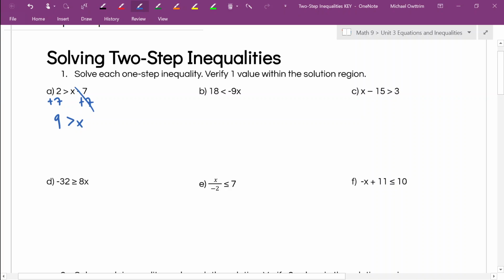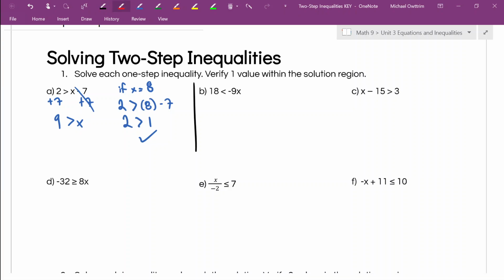To verify that, we want to choose a number that is less than 9. So I'm going to choose if x is, let's say, 8. 8 is a number less than 9. We're going to substitute it into this inequality. So we're going to say 2 should be bigger than that 8, subtract 7. 2 is, in fact, bigger than 1, which is the difference, 8 subtract 7. So that point was a working point in our original inequality.